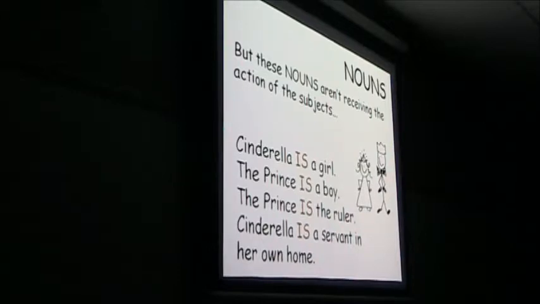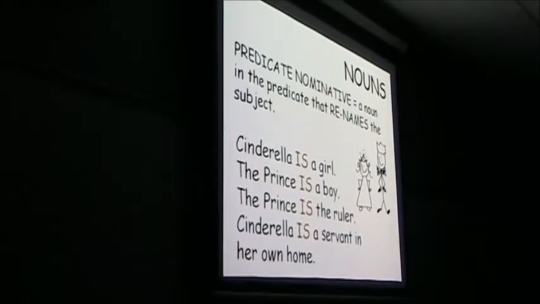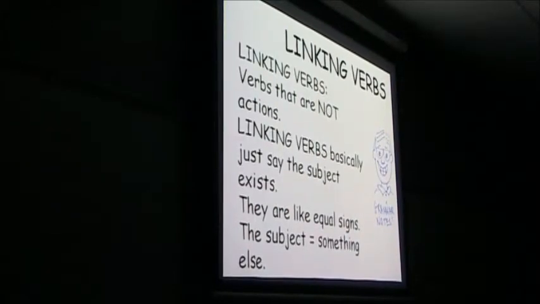Okay, so these nouns, Cinderella is a girl, the prince is a boy, girl, boy, ruler, servant, they aren't receiving any of the action of the subjects. They actually are the subjects, sort of. A predicate nominative is a noun in the predicate that actually renames the subject. Linking verbs are verbs that are not action. Linking verbs basically just say the subject exists. They're like equal signs. The subject equals something else.